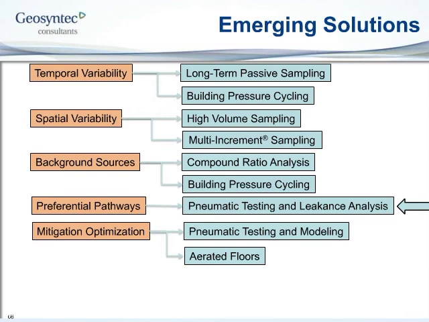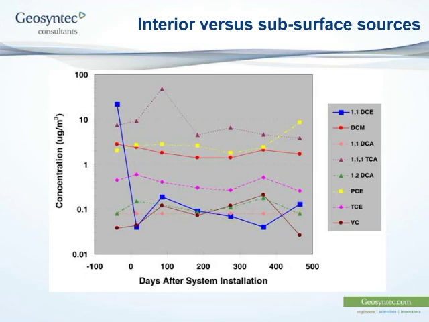You should be seeing a slide now that shows concentrations over time for a variety of different chemicals. Yes, 1,1-dichloroethene dropped very dramatically and stayed low. All the other chemicals didn't really change over time. And that's an indication that all those other chemicals were from sources inside the building. Next slide.